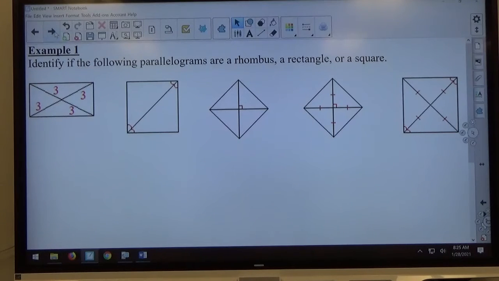Alright, so example 1 for chapter 6.6: identify whether the following parallelograms are a rhombus, rectangle, or a square. They've given us some specific criteria in each one. We need to look at that criteria to establish what exactly they are.